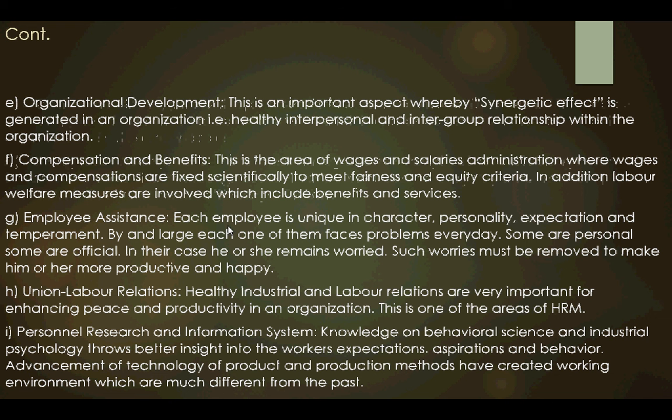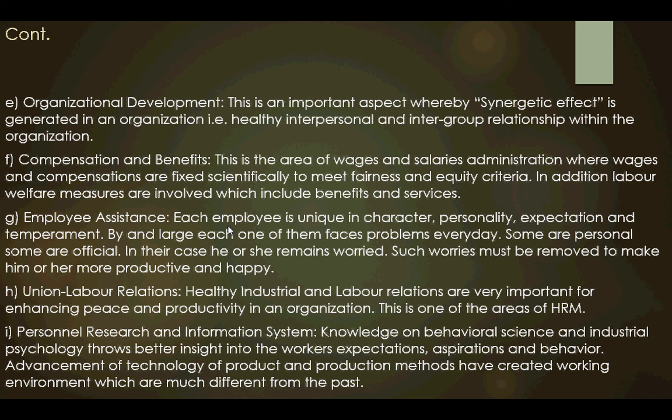Organizational development. This is an important aspect whereby synergic effort is generated in an organization, that is, healthy interpersonal relationship among the employees, and intergroup relationship within the organization. That is the development of the HR.